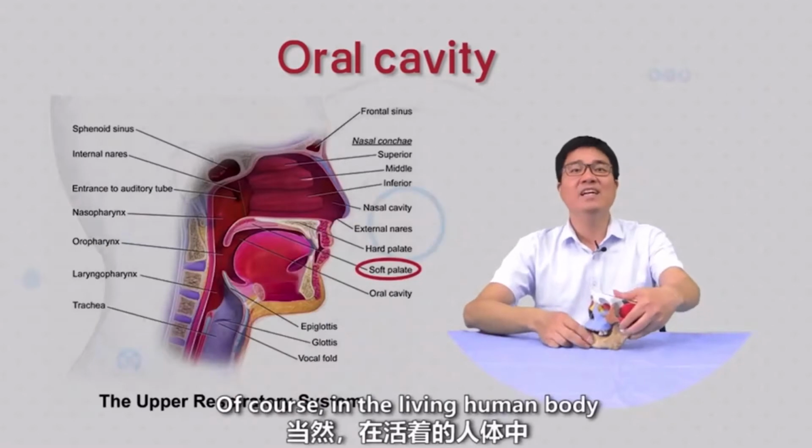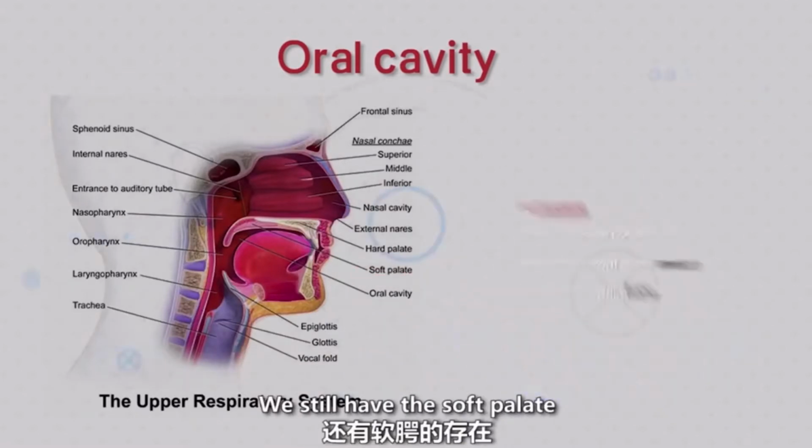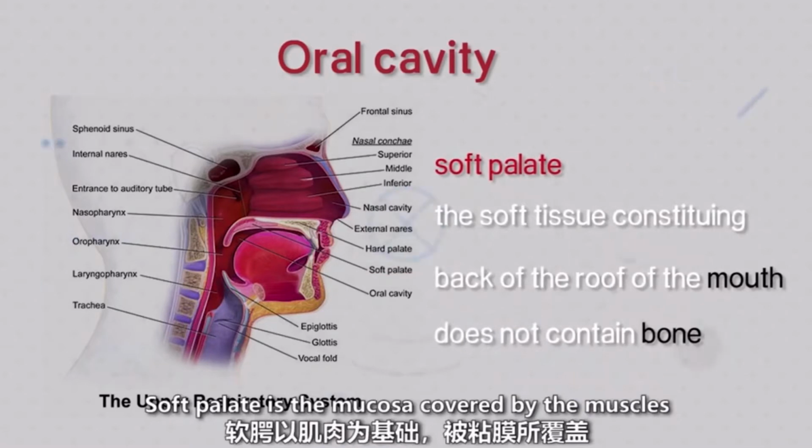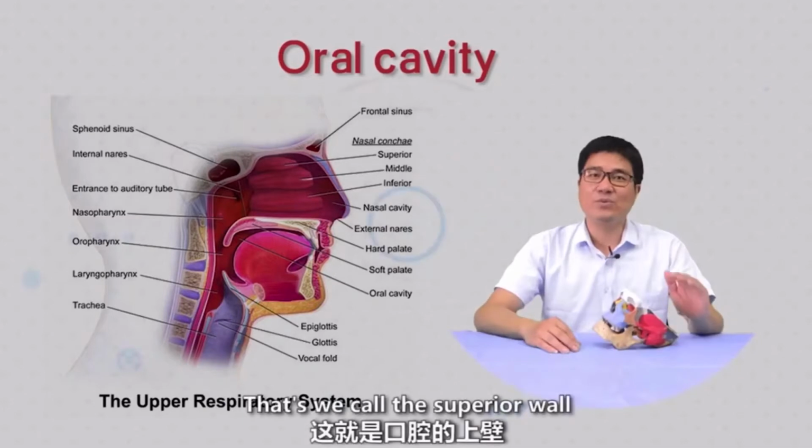Of course, in the living human body, we still have the soft palate. The soft palate is mucosa covered by muscles. Okay, good. So that's what we call the top.